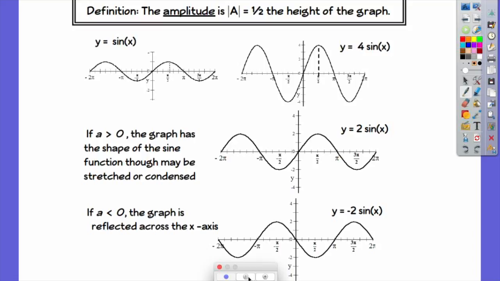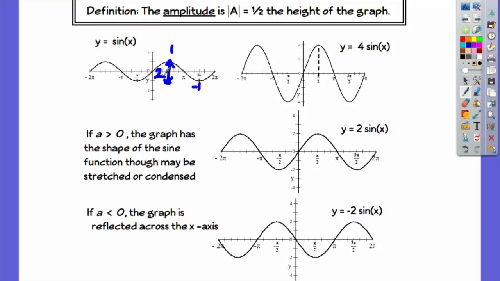Okay, if you look at your basic sine graph, the maximum point was what number? And the minimum was what? Negative 1. Okay? It's half the height. Well, from here to here, how many units is that? It's 2 units. What's half of 2? 1. And that's the amplitude of your basic sine function, okay?